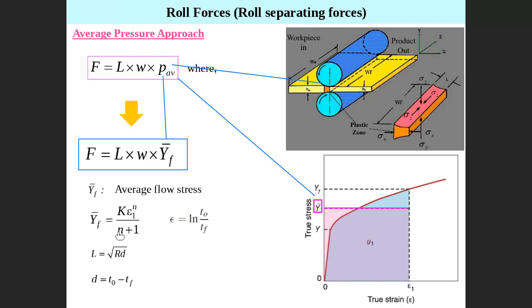Y bar flow equals, as we previously described, K epsilon to the power N divided by N plus 1. Epsilon equals ln T0 divided by TF. This is the T0 and this is the TF. L equals square root of R D. D equals T0 minus TF. This is the equation that we are going to use in a rolling process.